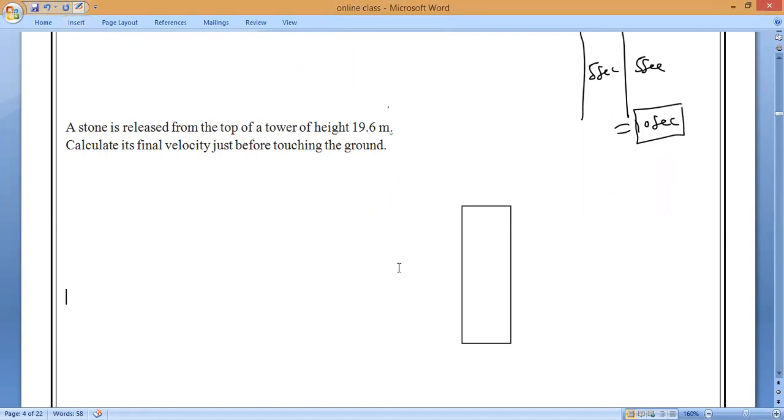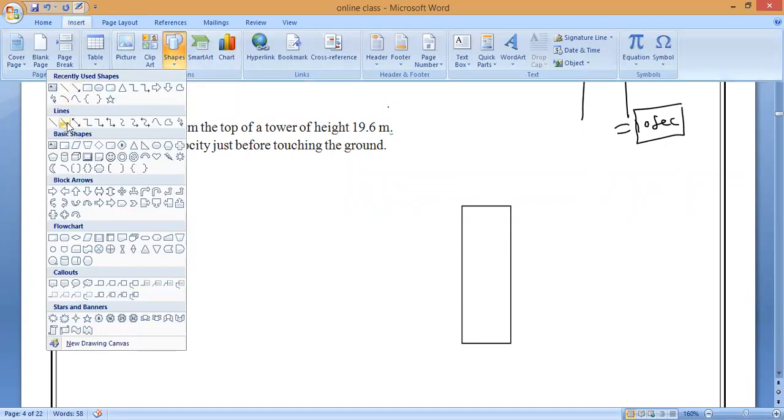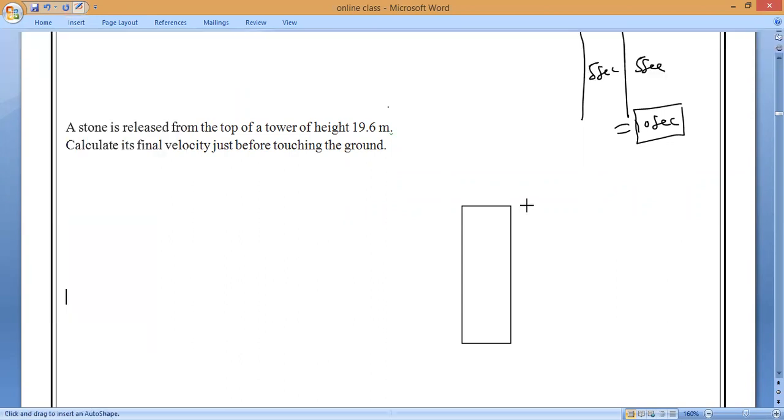What is the height of the tower they are saying? You can see in the question, yes, 19.6. So let me take this as the height, which is equal to 19.6 meters. A diagram will always make you comfortable. H is equal to 19.6.